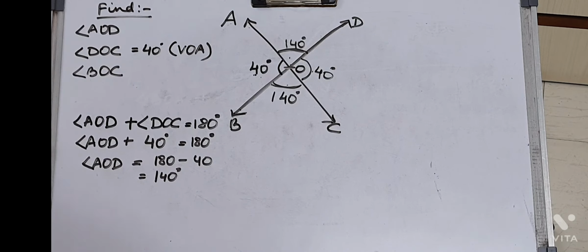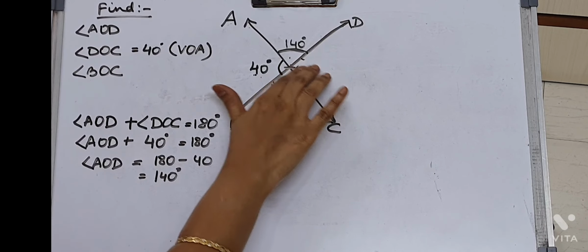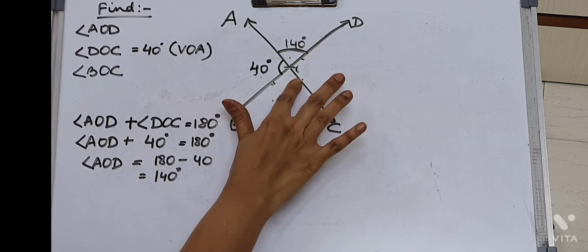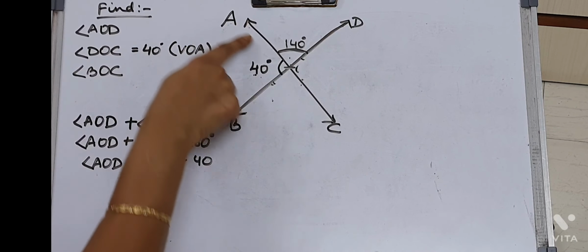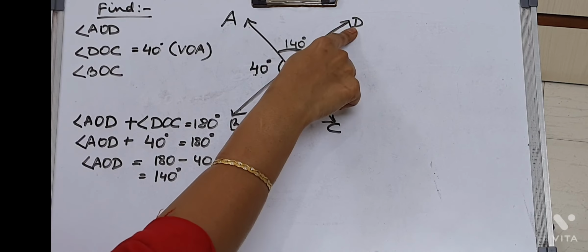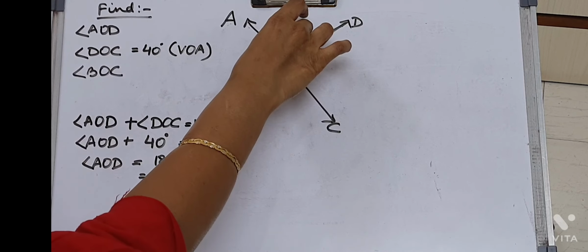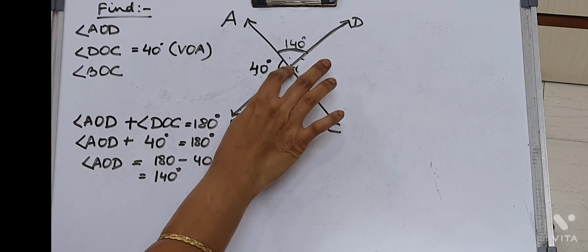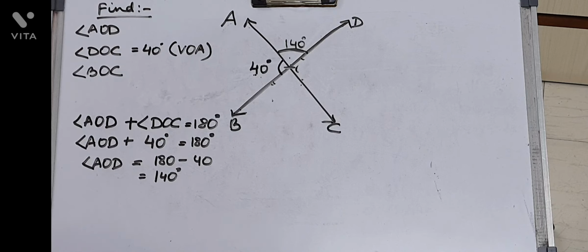Otherwise also we can find it out. Suppose, if we are not taking this, directly we can find 140 degrees. How? With this baseline BD, angle AOB plus angle AOD is equal to 180 degrees. This is also a pair of adjacent angles. Like I told you, when two lines intersect at a point, there are four pairs of adjacent angles that can form. So anyway, we can find the answer.